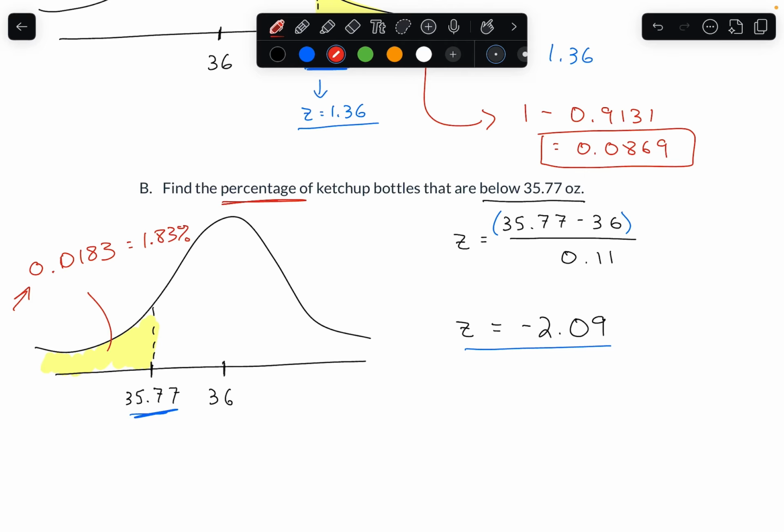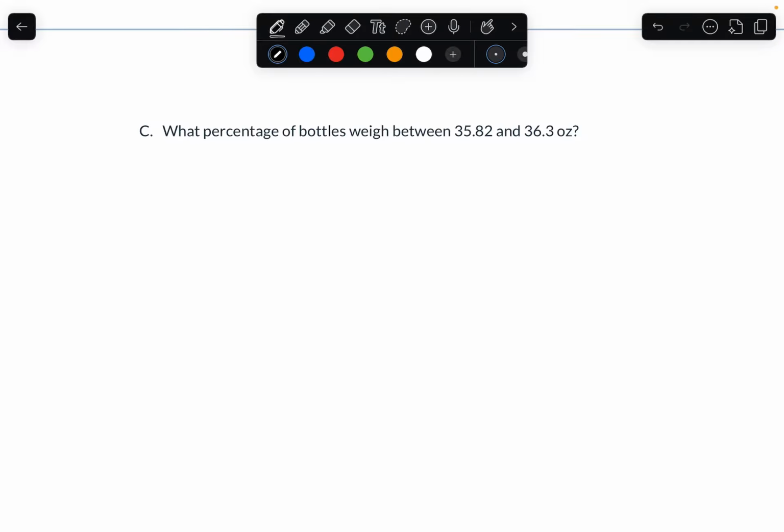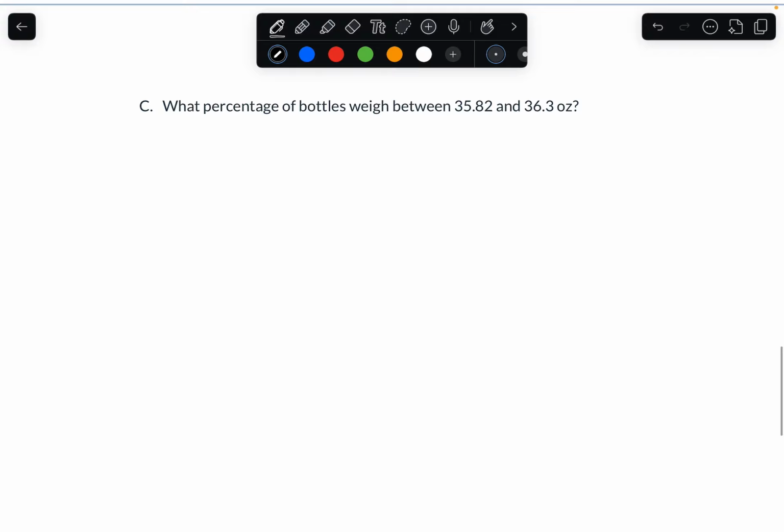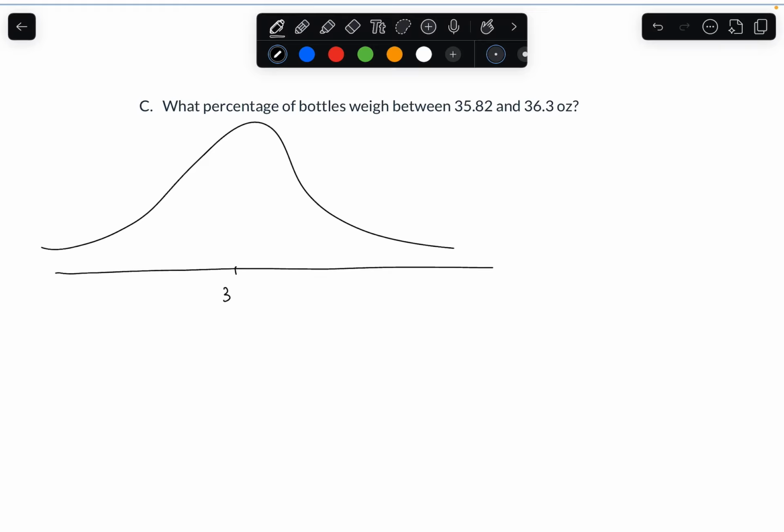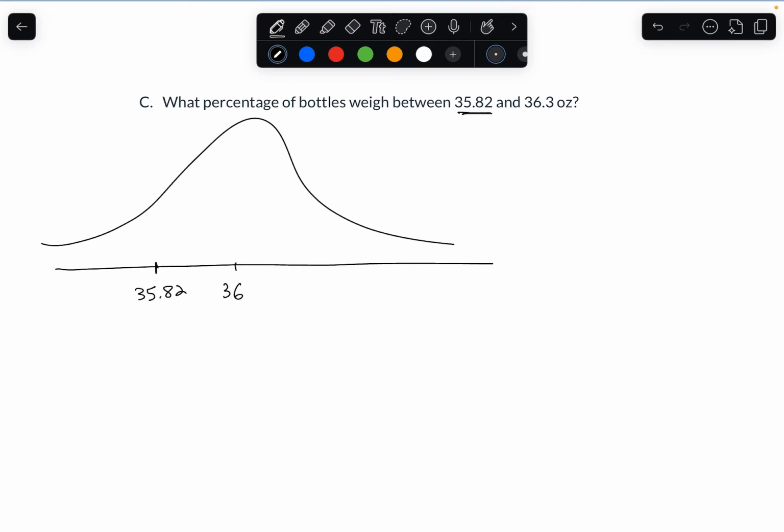Let's take a look at one last example here. Part C says, what percentage of bottles weigh between 35.82 and 36.3 ounces? So again, we have this area between two different numbers, just like we had in our last video. So again, let's take a moment just to go ahead and draw out what this looks like. My mean is right in the middle, 36. We have the first number, 35.82, which is a little less than 36. So that will live somewhere over here on the left, 35.82. And then 36.3, that's a little bit greater than the mean. Perhaps that lives somewhere over here.